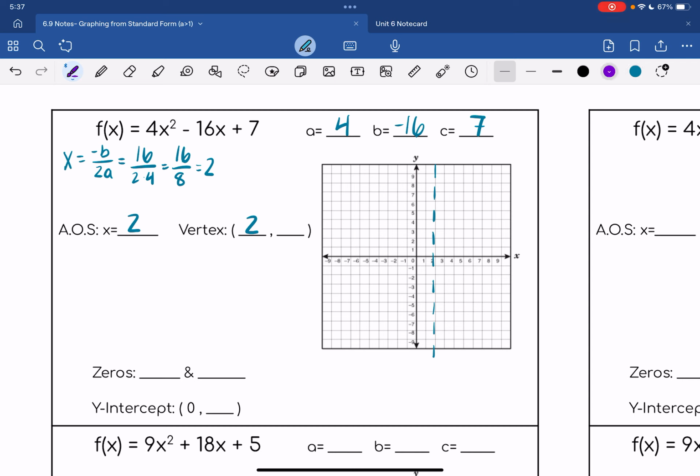Right, next thing that I need to do is to find the rest of my vertex. I need to plug in that 2 for x. So I'm going to do 4 times 2 squared minus 16 times 2 plus 7. That is me just plugging in 2 for x. If I wanted to do this piece by piece, 2 squared is 4. 4 times 4 is 16. Minus 16 times 2 would be minus 32 plus 7. 16 minus 32 is negative 16. Negative 16 plus 7 is negative 9.